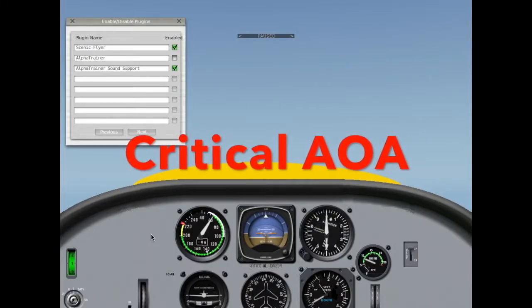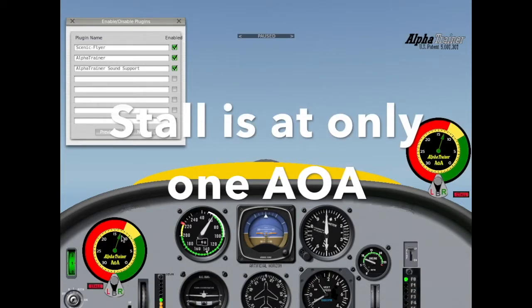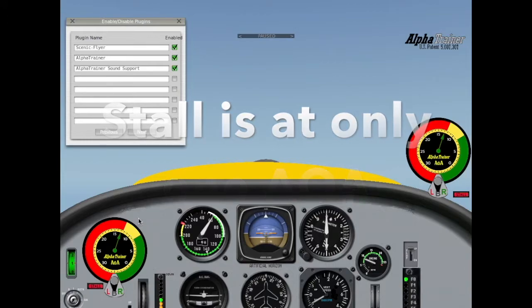Critical angle of attack. Now let's investigate the saying that an airplane can stall at any airspeed, any attitude, but only one angle of attack. Now, if we are flying this airplane, this may sound confusing because the only visual indication of stall is this green arc on the airspeed indicator that shows that the airplane will stall at 60 if we are at gross weight, if we have a clean wing, meaning flaps are up, and we are maintaining the same altitude. Now, let's turn on our angle of attack indicator, and sure enough, the airplane has stalled at 60.